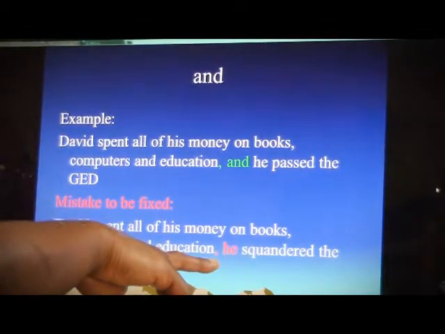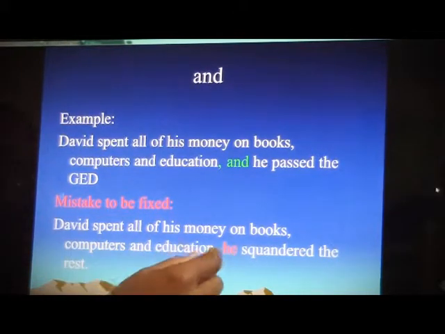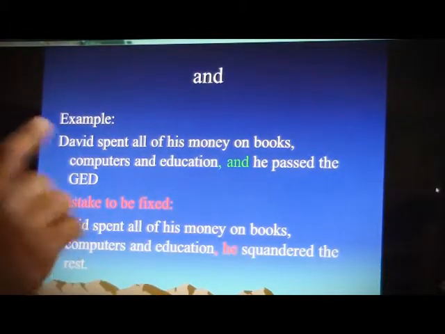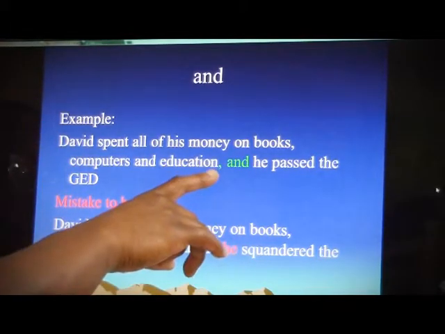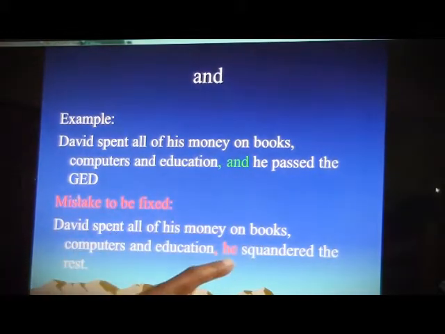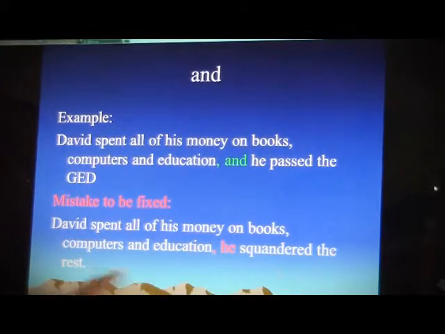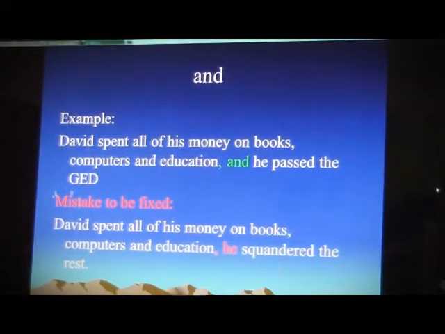When you have a comma and you start a new sentence or an independent clause, you have to have a conjunction in there or a semicolon. We'll talk about semicolons later. But you have to have at least a comma and a coordinating conjunction. You just can't start off with another independent clause. He squandered the rest is an independent clause because it stands by itself.